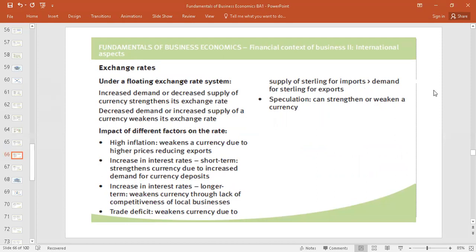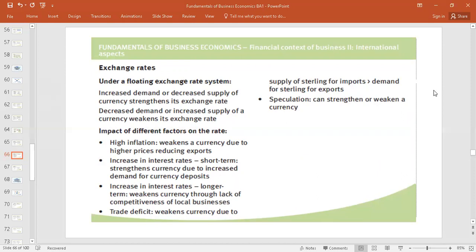Under a floating exchange rate system, increased demand or decreased supply of currency strengthens its exchange rate. See what happens if the demand increases: the price rises. The rate of the foreign currency rises, so it strengthens the domestic currency.